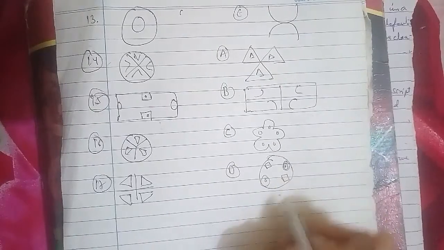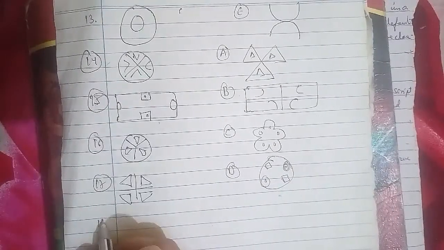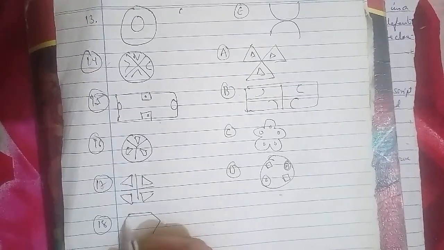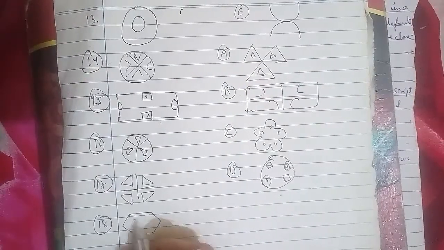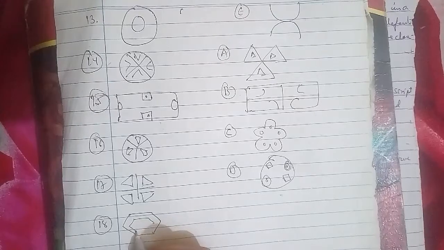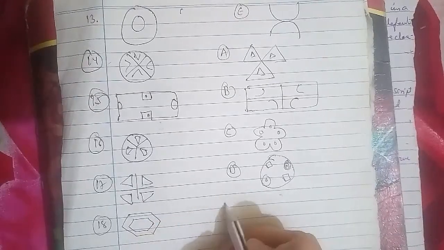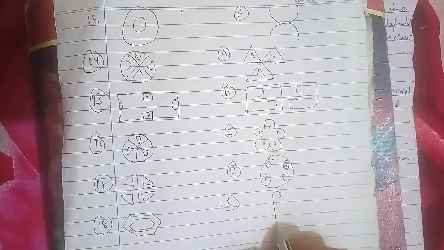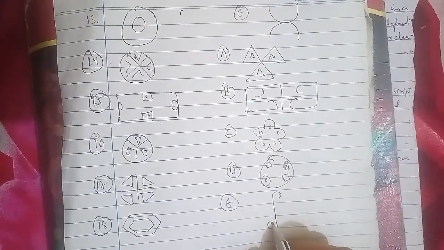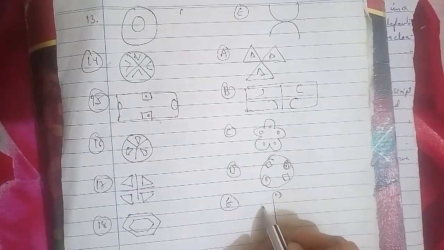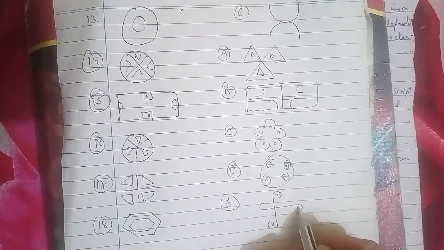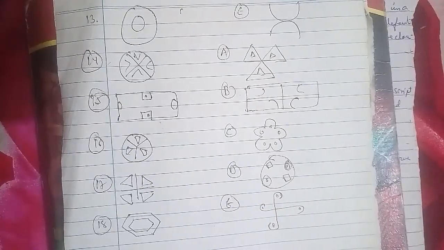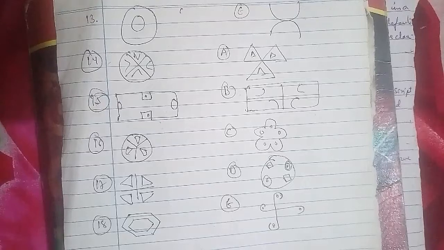So we have here, and for the 18th we have an E figure. For this we have here, this is for the E figure. Now we'll go ahead for the solution for all of these.